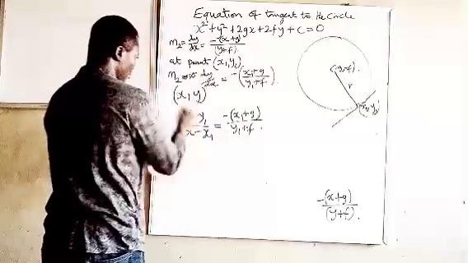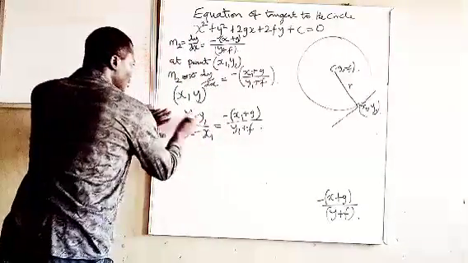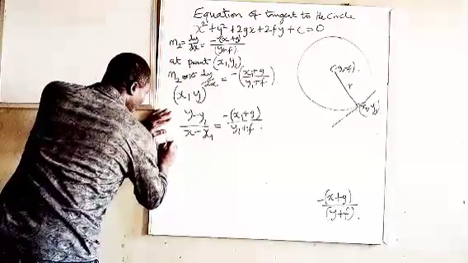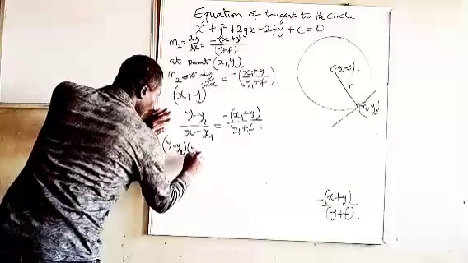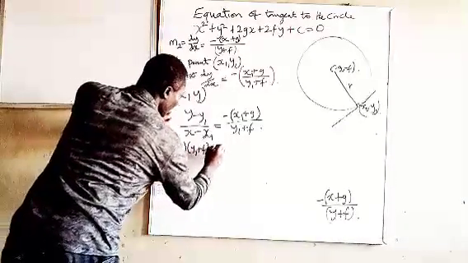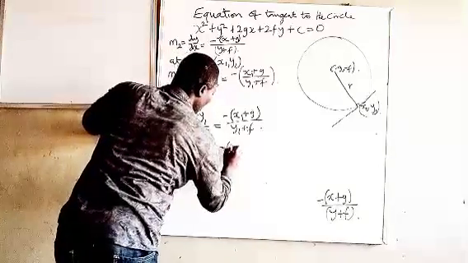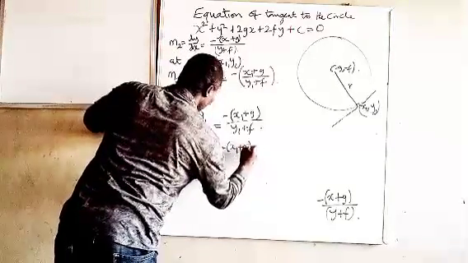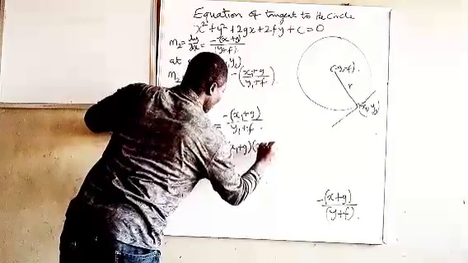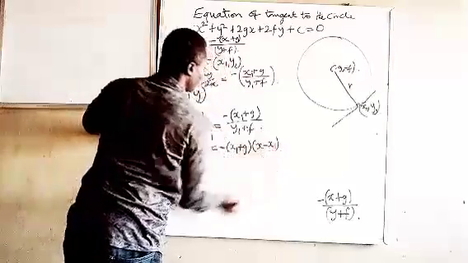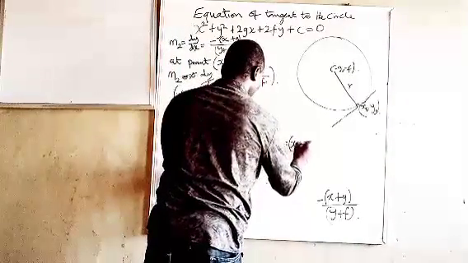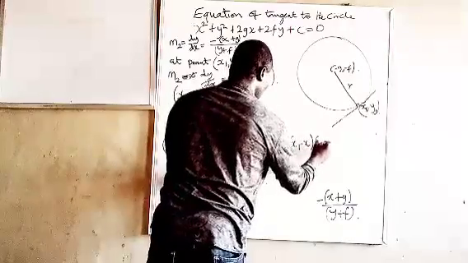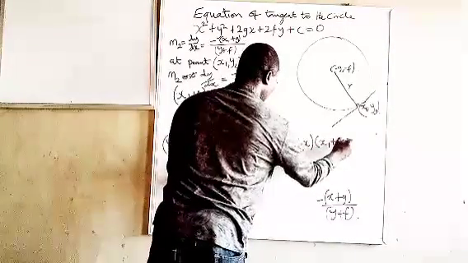So let's cross multiply. So we have (y minus y1) into (y1 plus f) is equal to minus (x1 plus g) into (x minus x1). We can also write this as (x1 minus x) into (x1 plus g).